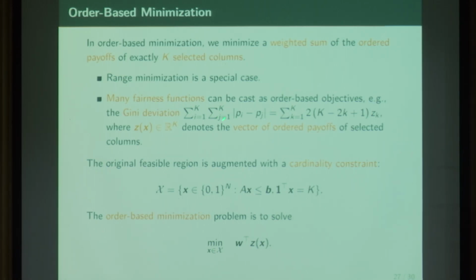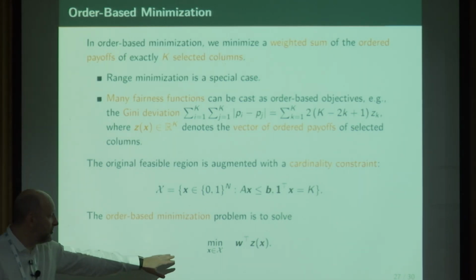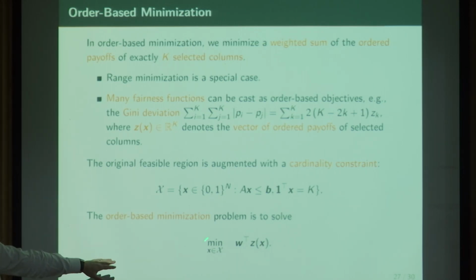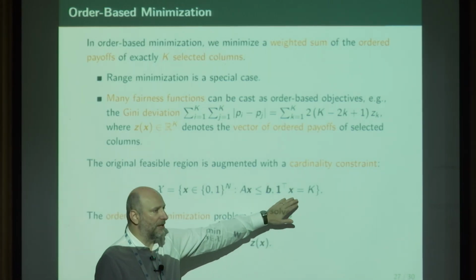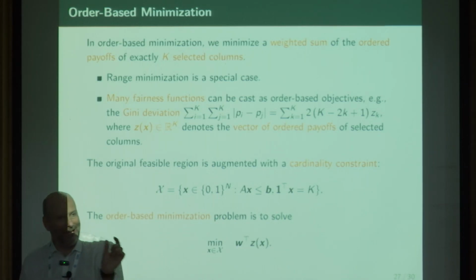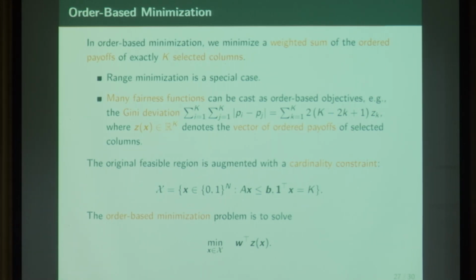You take into account, for every k, the difference between the payoff of i and the payoff of j, the absolute value of it, and this can be written in this way. And this order-based minimization will be exactly the same as the one that we had before, with this different objective function, which is given by the W defined in this way. For our vehicle routing problem, this is automatic, you are taking exactly k pieces of the solution.